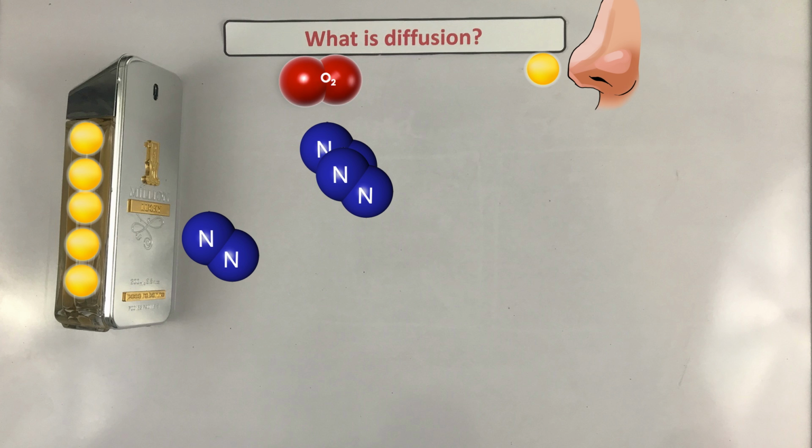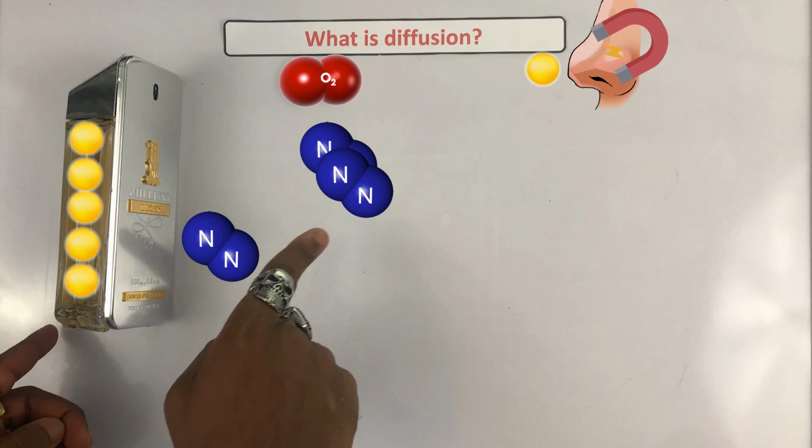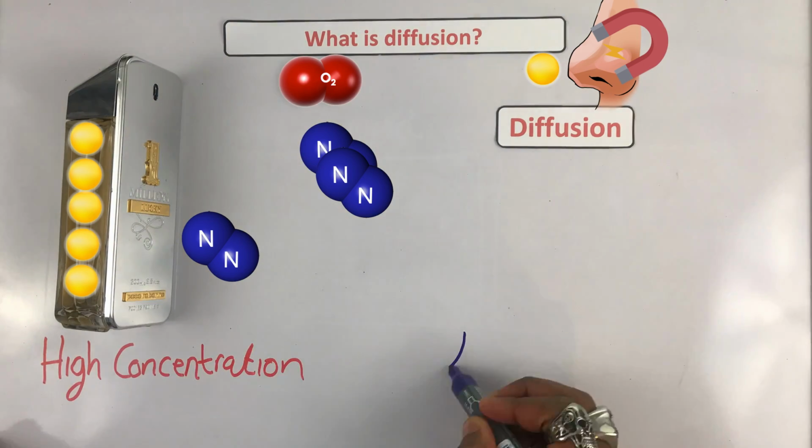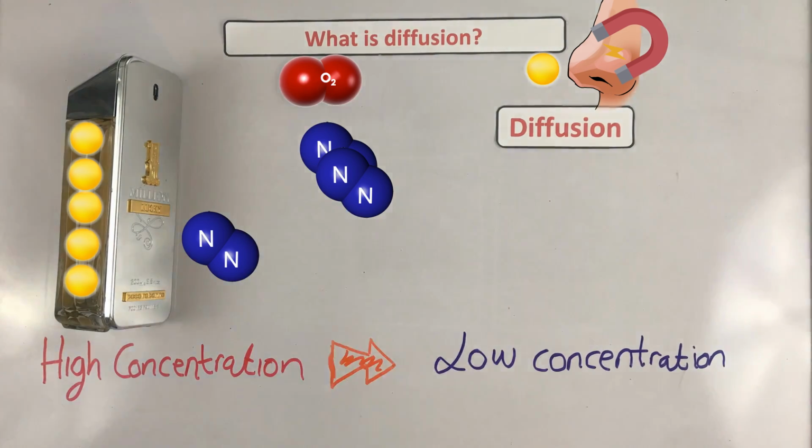They are moving randomly. They're not drawn to my nose like there's some sort of magnet in my nose. But eventually they move from a place where there were a lot of them to a place where there weren't so many of them. And now we come to diffusion.